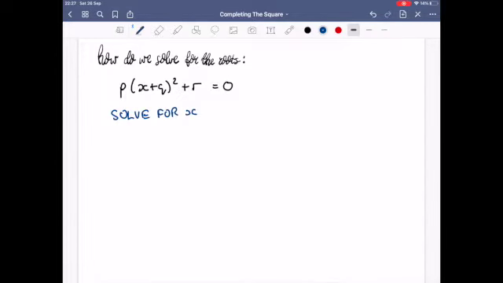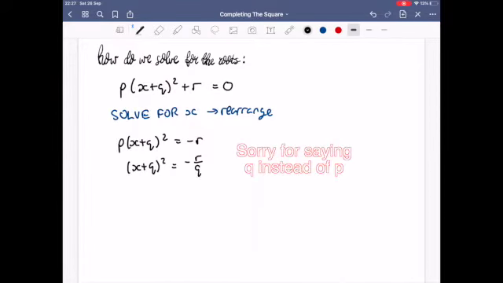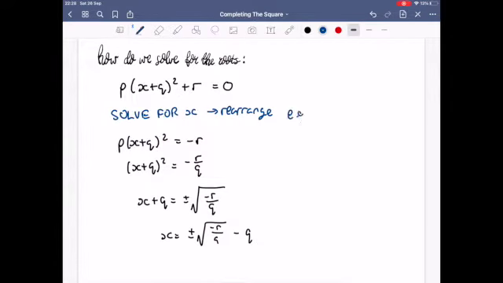So how do we actually solve for the roots? To do this, we would rearrange for x. So let's say we have p(x plus q) squared plus r. We would take away r on both sides, then divide by p. Then we would square root both sides, and then we would take away our q on both sides.